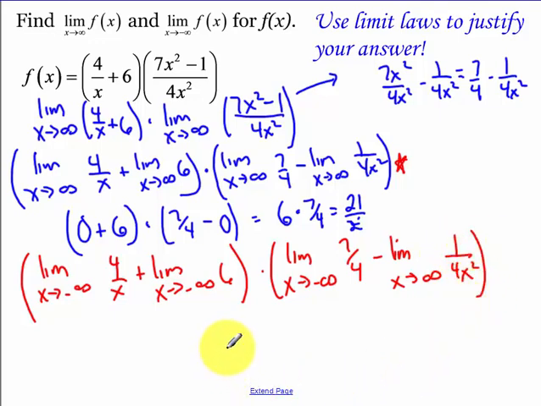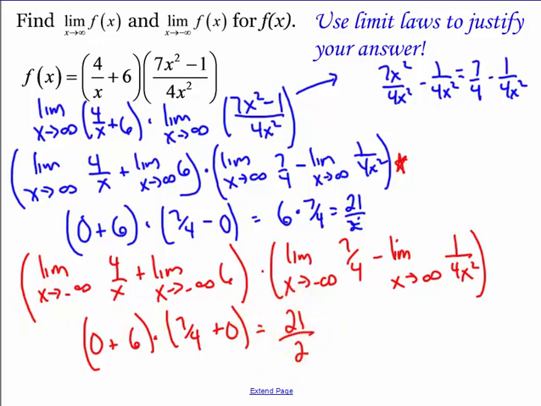Okay, now we're done writing. Negative infinity. This function is still going to 0. This function still goes to 6. This function still goes to 7/4. This function still goes to 0. So our result is the same thing.